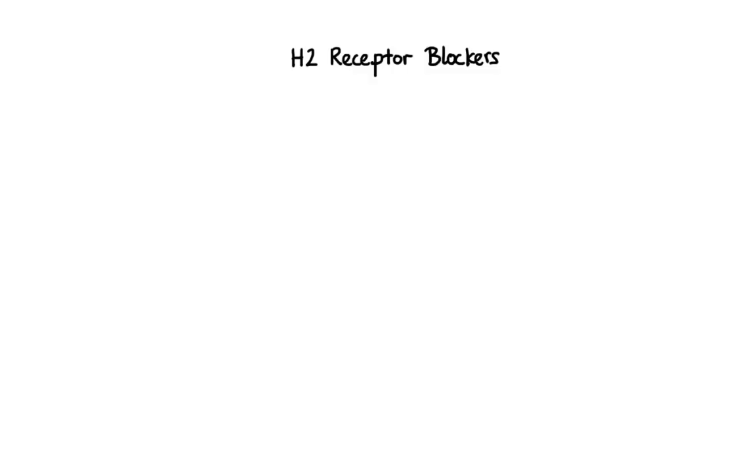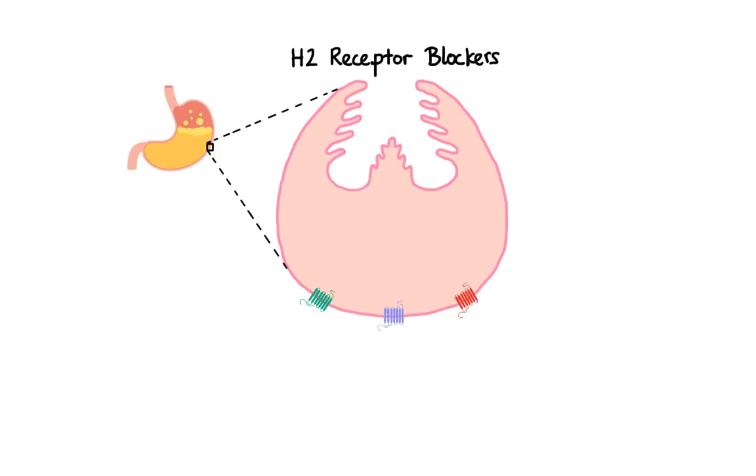Now, before we end, let's quickly discuss histamine type 2 receptor blockers, also called H2 antagonists. In order to understand how these drugs work, first we need to take a closer look at their primary target, that is acid-producing parietal cells of the stomach. A parietal cell has three types of receptors which control acid production, that is acetylcholine receptor, gastrin receptor, and histamine H2 type receptor.